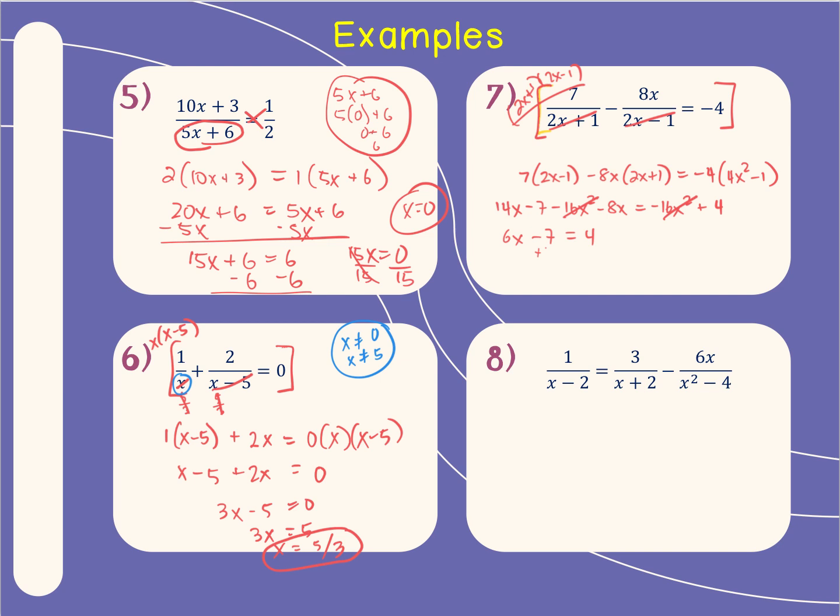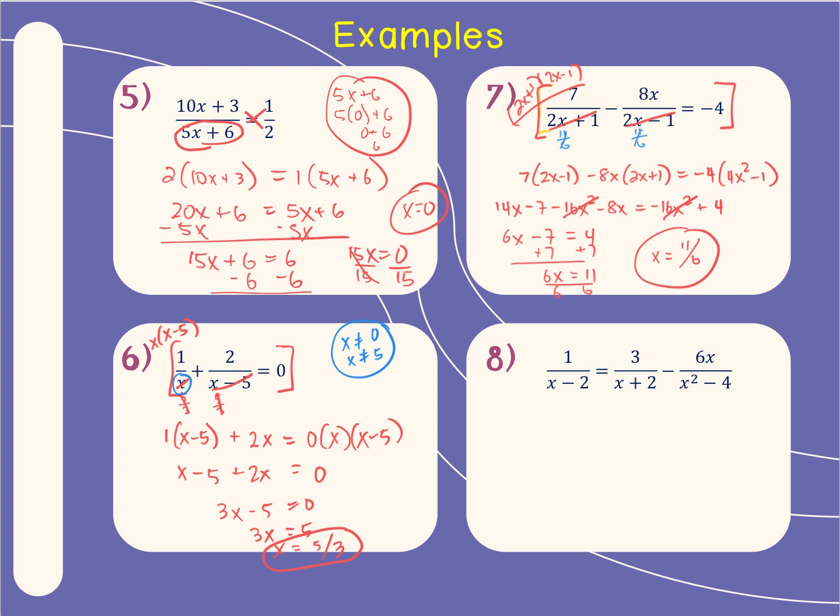I'm going to add 7 to both sides, and I'm going to get 6x equals 11, and I'm going to divide both sides by 6. So x equals 11 over 6. Once again, I have to double check and make sure that this is not a problem solution. Is it extraneous for us? And I recognize that it's not. If I plug 11 over 6 in here or here, my denominator is not going to end up being 0. And so this is completely a valid solution.